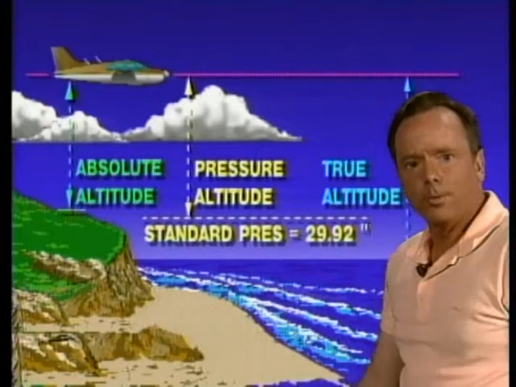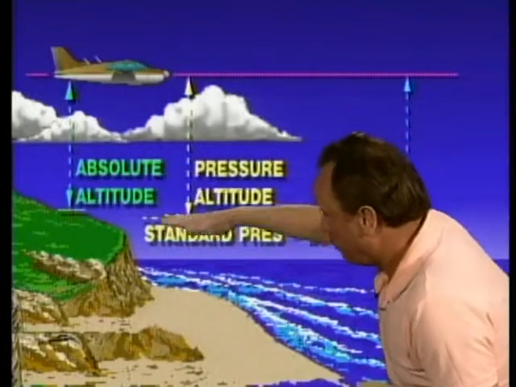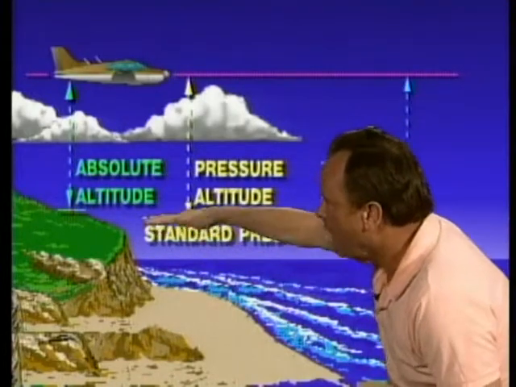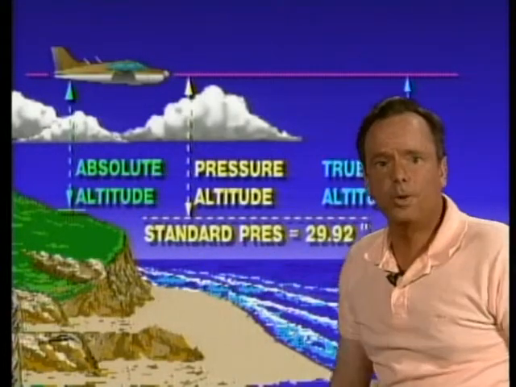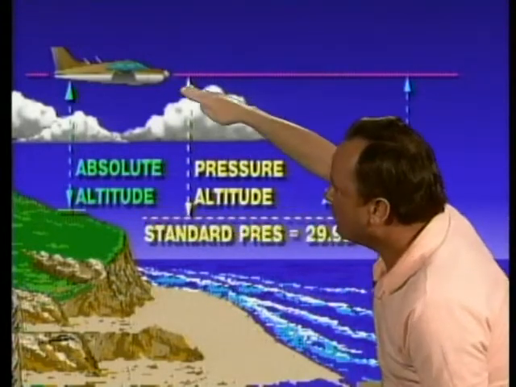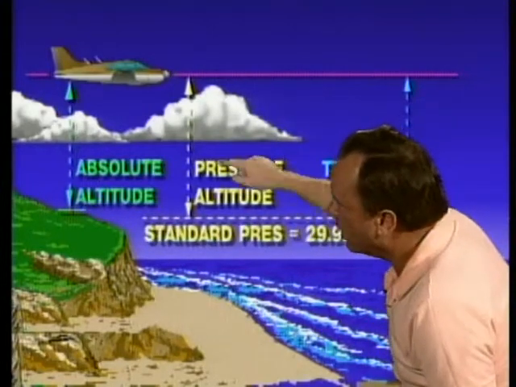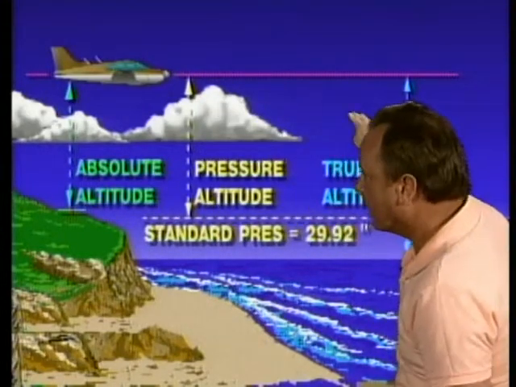Now, normally in real life, you're never really at standard pressure, so this 29.92 pressure level moves up and down. It may or may not be at sea level. Almost always it won't exactly be at sea level. And so it tells you how far you are above the standard pressure level, which is 29.92, which may be different than your true altitude.